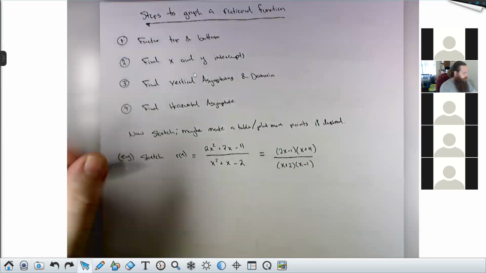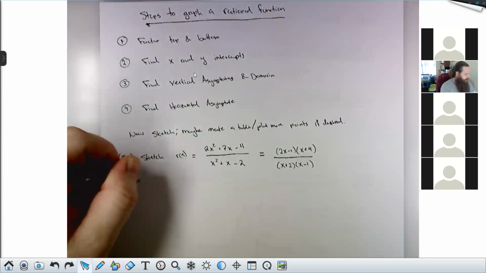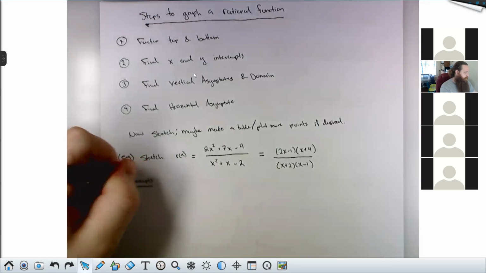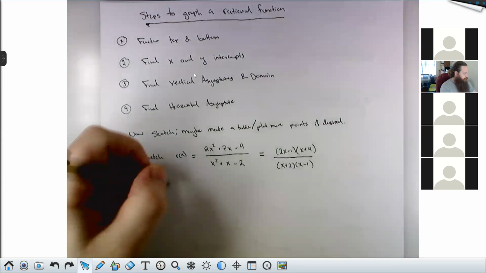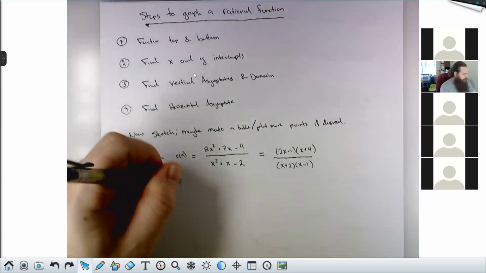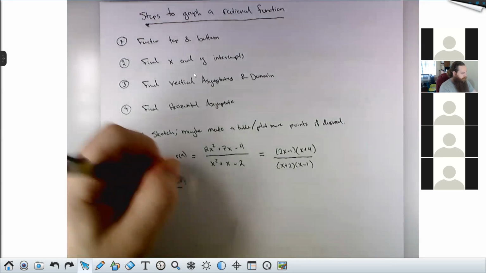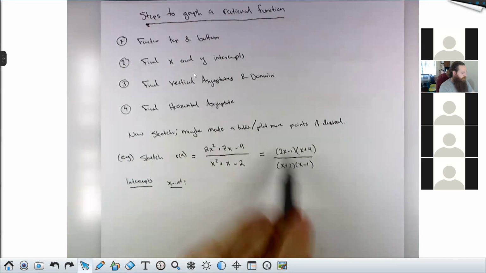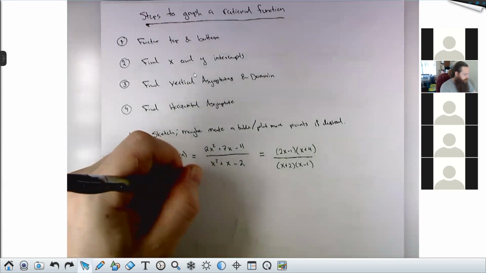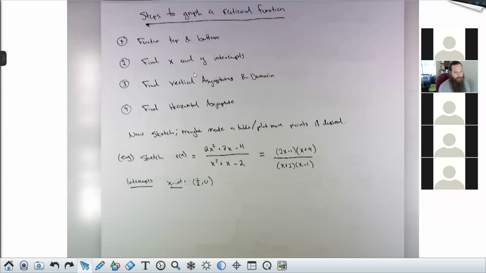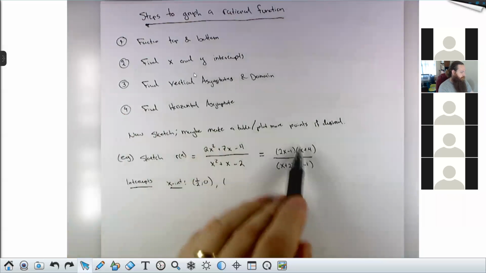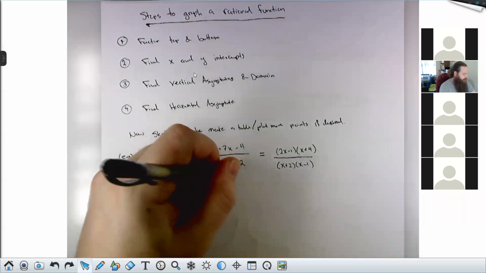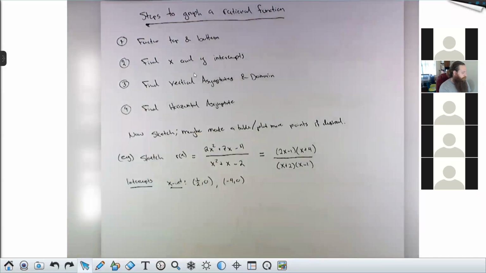My next step is to find intercepts. So x-intercepts come from the top being 0. So this factor is 0 when x is equal to 1/2. So I have an x-intercept at 1/2, comma 0. The y value at an x-intercept is always 0. And the other factor upstairs, x plus 4, that's equal to 0 when x is negative 4. So that's negative 4, comma 0.